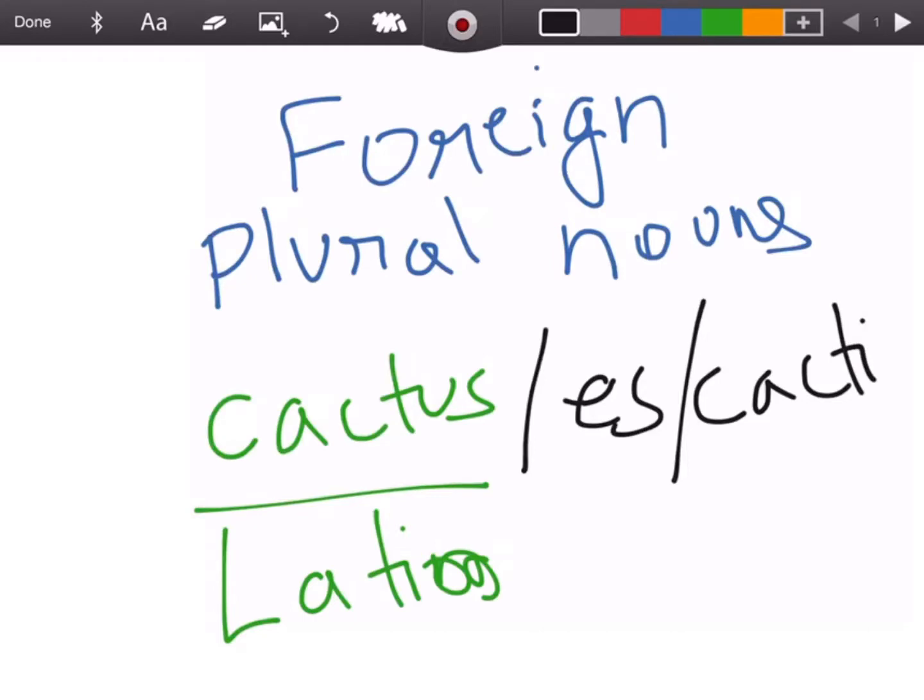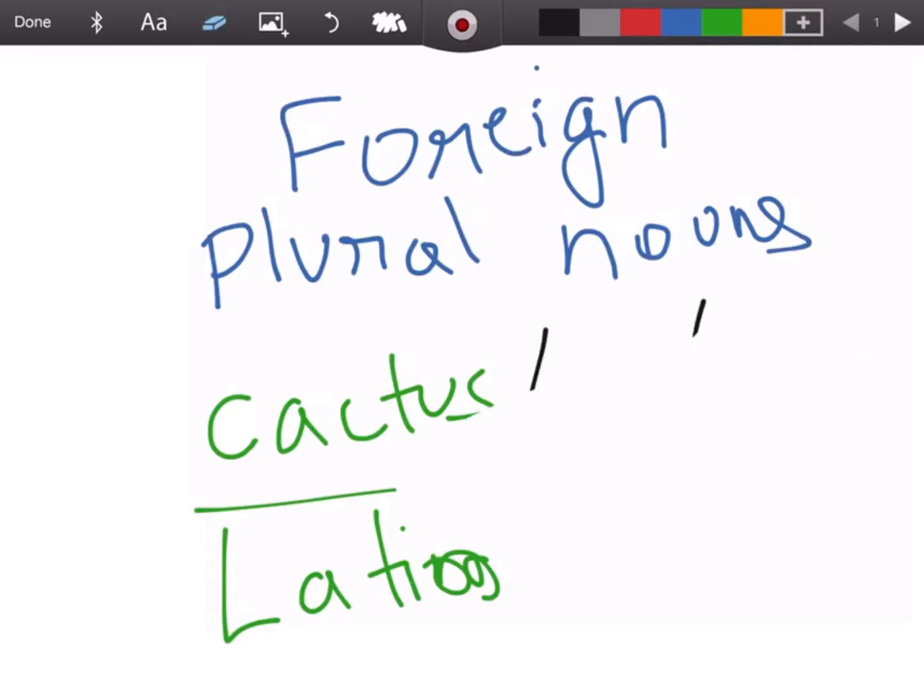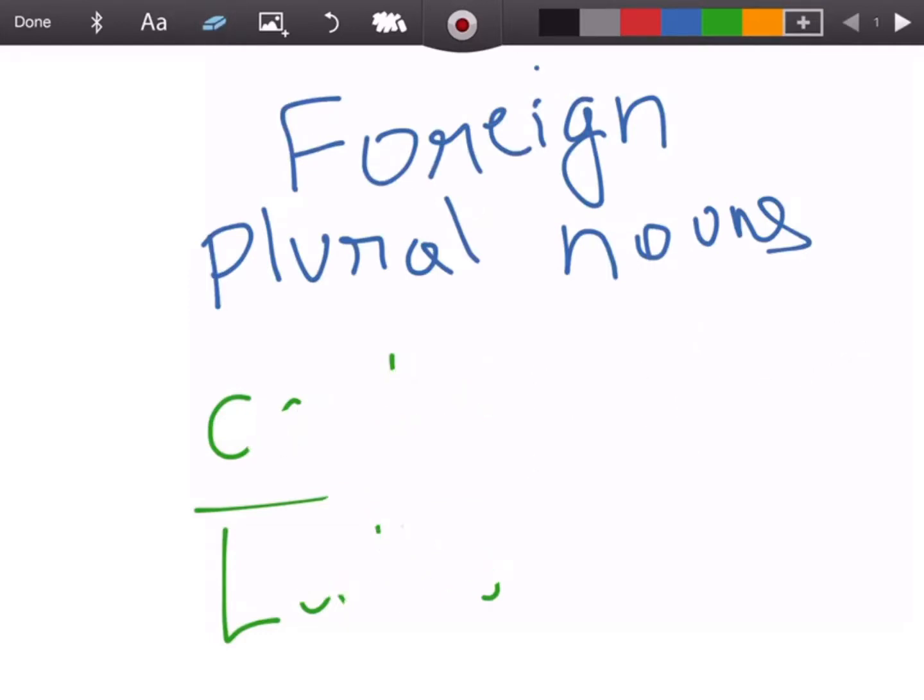Now I showed you two words which came from the Latin language, which were borrowed from Latin. Now let me show you two words which came from Greek. Let me erase this.